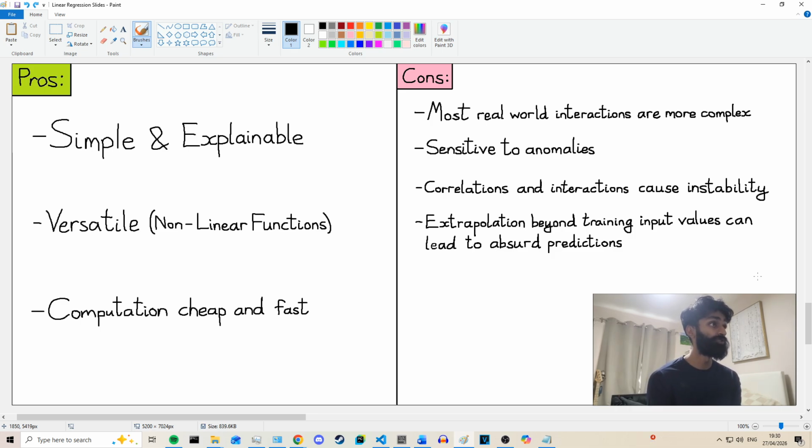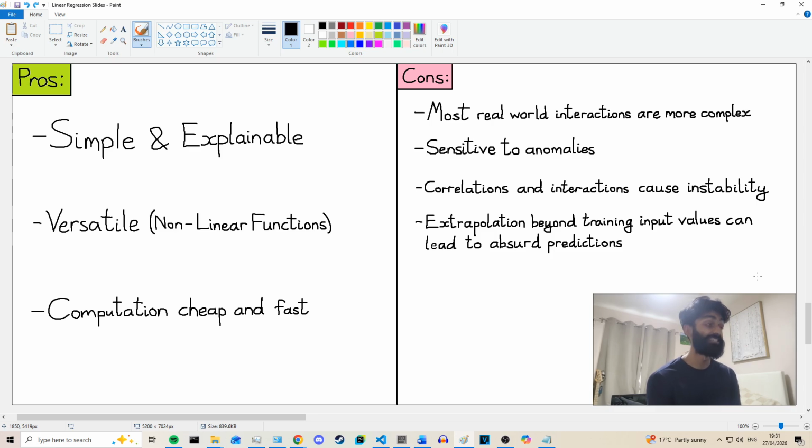The cons, most sort of contradicting what I said earlier with the versatility, but most real world interactions are more complex than a linear relationship. Even if you have that extended use case when you Frankenstein these functions together to get a linear relationship, ultimately a lot of the time a linear relationship just does not cut it, and you'll need something more sophisticated. But if it's possible, linear regression is the go-to, but oftentimes it's not possible, unfortunately.